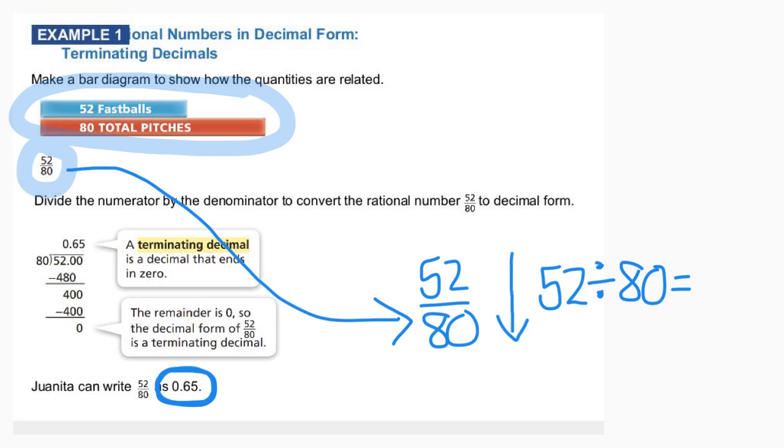Now there is some vocabulary for you here. 0.65 is called a terminating decimal because it's going to end or it's going to stop. They say it's going to end in 0, which technically it does. I could go ahead and put a 0 on the end of this. It doesn't change its value, but sometimes it's easier for kids to think about terminating is that it stops.